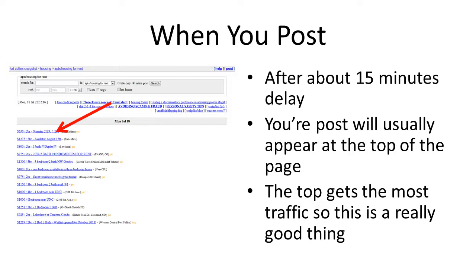So as I was saying, you post the ad, it takes about 15 minutes. There's actually a delay. So when you post the ad, you're not going to be able to go to the category and immediately see it. There is a 15-minute or so delay by Craigslist itself. So once you post your ad, you're not going to be able to go there and refresh the page and see your ad show up. It will show up in your account, but it will not show up on the results page, the page that shows the other ads. Your post will usually take about 15 minutes, and then it will appear at the top of the page, or very close to the top.